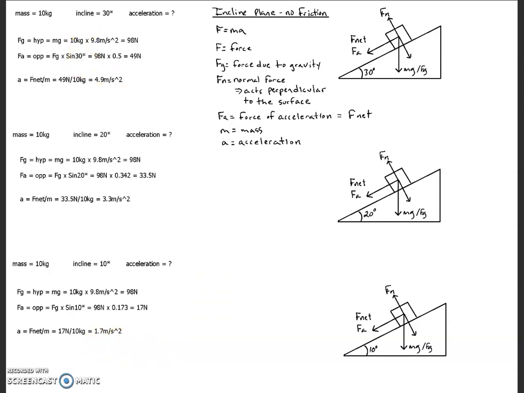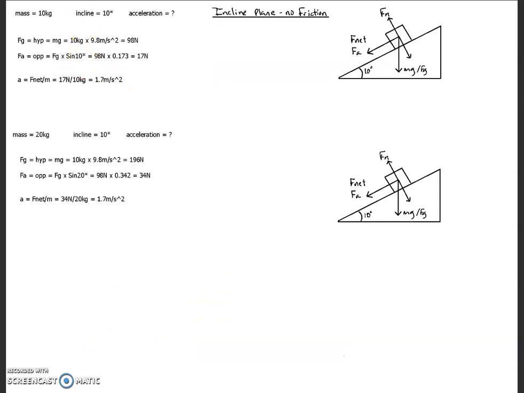Now what's interesting about this is that when we take 10 kilograms, 10 degrees, 17 newtons, we get 1.7 meters per second squared. But we change the mass to 20 kilograms, 10 degrees, same deal, just a different weight. We find we have 196 newtons here, times the angle, this is 34, but the acceleration isn't changing any.